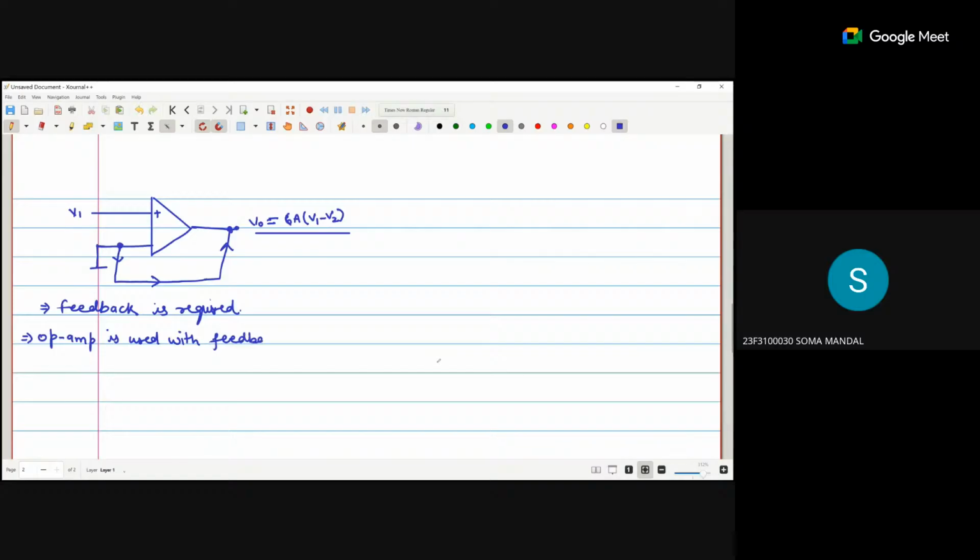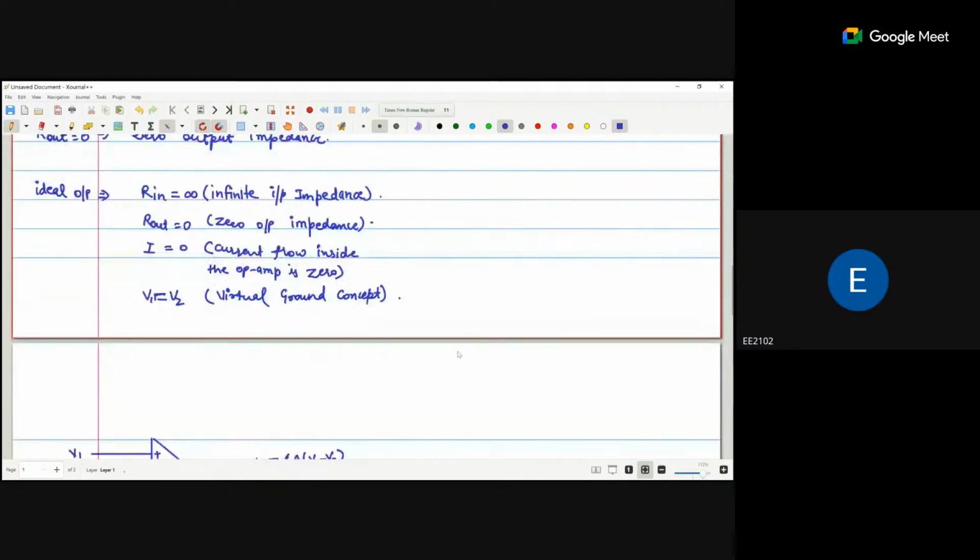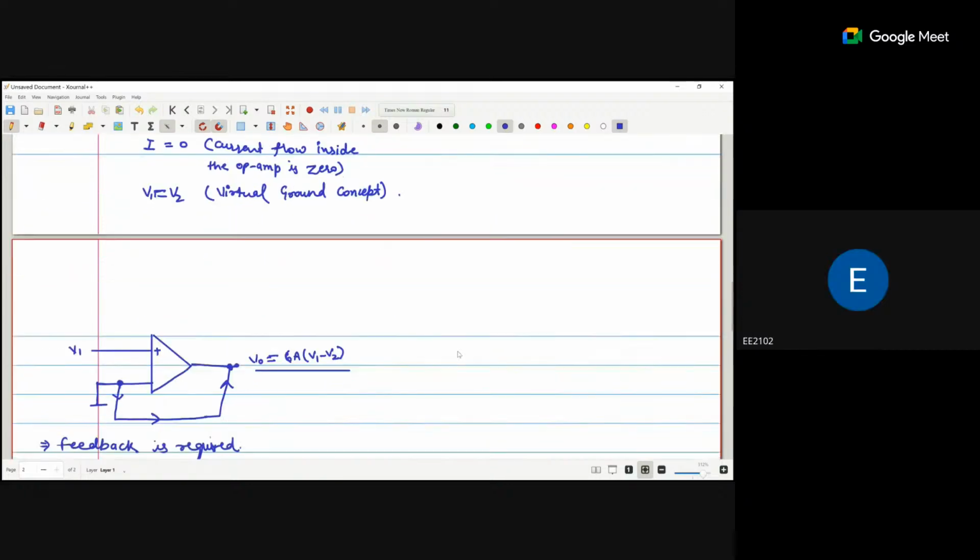Sir, please explain why do you use a feedback path? Okay, we are discussing the ideal op amp conditions: R in is equal to infinite, R out is equal to 0, I is equal to 0, and V1 is equal to V2. Any doubt in this one? No, sir. Okay. So if I say that the current flow inside the op amp is 0, so here no current flows.